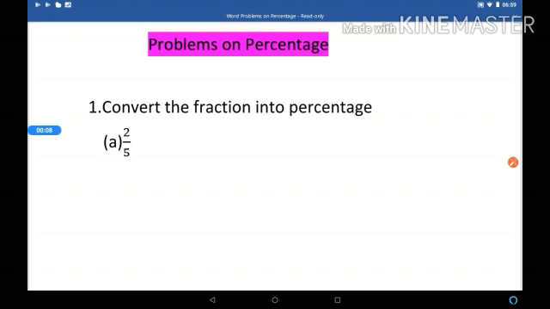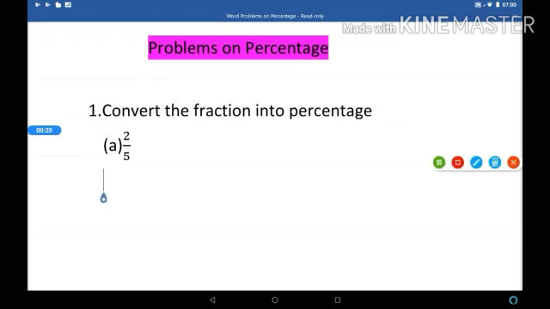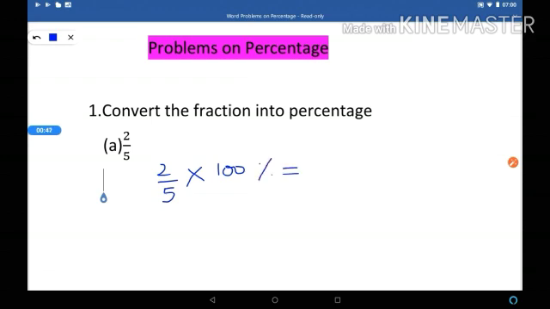Next problem. Convert the fraction into percentage. So, how to convert fraction into percentage? We can make the denominator as 100 or we can multiply by 100. Thus, 2 by 5 into 100, which is equal to 5 in 5 1 time, in 100 20 times. 2 into 20, 40%.